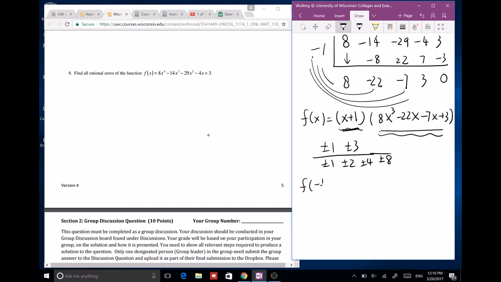f(-1/2), which is 8 times -1/2 to the power cube, minus 22 times -1/2 squared, minus 7 times -1/2, and plus 3. It seems like this is not working either.